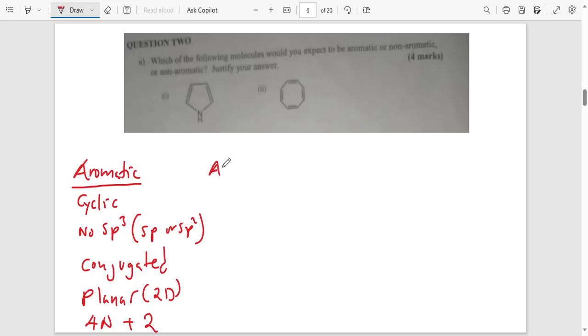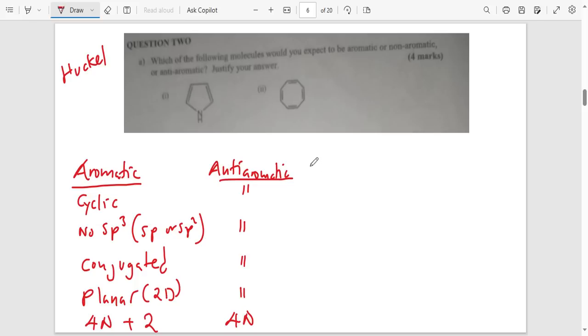And then we also have anti-aromatic compounds. Anti-aromatic compounds also should be cyclic. They should be either sp or sp2 hybridized. They should also have conjugated pi bonds. They should also be planar. But the difference is that they don't obey Huckel's rule. The Huckel we're talking about is here, meaning that their pi electrons are given by 4n.